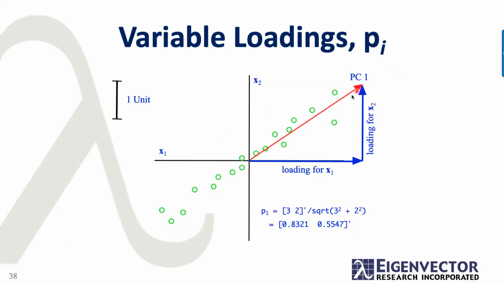So what's a loading? Well, a loading is just a direction for this. So if this is 1 unit right here, then I would go out 3 units, 1, 2, 3 this way, and up 2, 1, 2, and that would be my loading. 3, 2 would describe the direction of this. Well, I don't like vectors that aren't unit vectors, so I'm going to take that 3, 2 and divide it by the length of this vector, the square root of 3 squared plus 2 squared, to get a unit vector, a vector of unit length. So my loading here for this is 0.83 and 0.55. So it points a little more in direction in X1 than it does in X2.